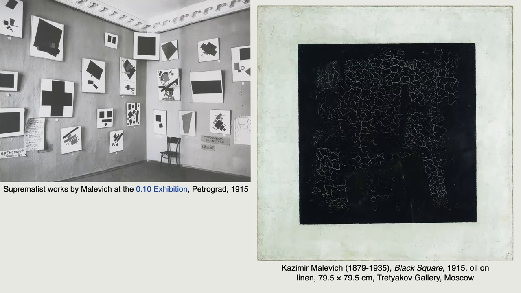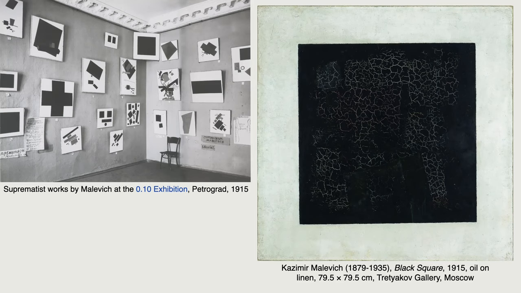He wrote in 1913, "Trying desperately to liberate art from the ballast of the representational world, I sought refuge in the form of the square." He said the black square is pure feeling and the white field, the void beyond feeling.